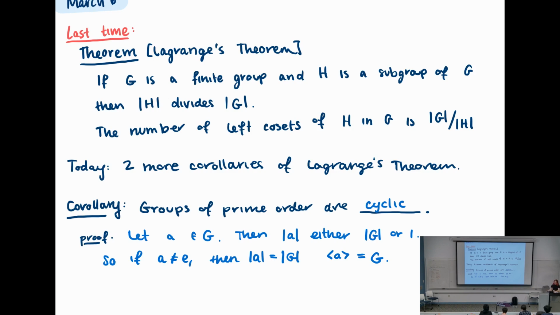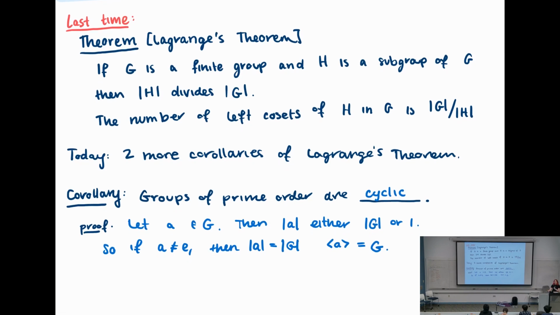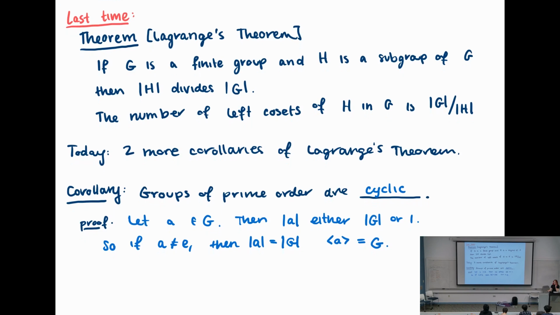Are there any questions about this? Why does the last implication follow? Okay, so the order of a is equal to the order of the subgroup generated by a. That means that all of the elements of G are accounted for by just powers of a. Oh, so like closure is everything. Yeah. Other questions?